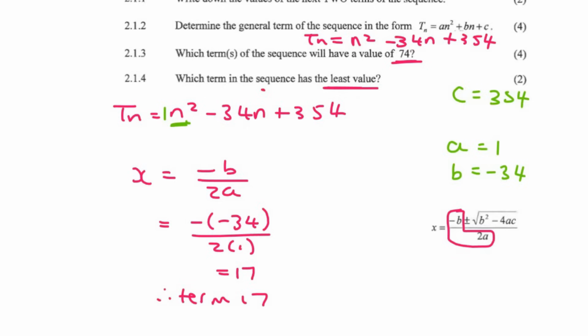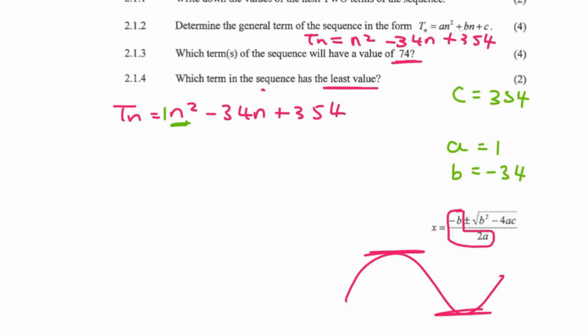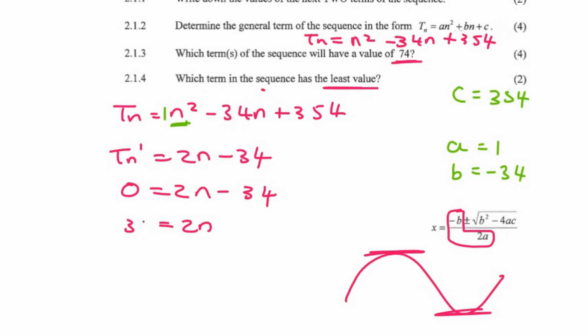The other way to do it is to use calculus. We know that for calculus, to find the maximum or minimum point, for example, turning point, how do you do that? Maybe pause the video and ask yourself, how do you find turning points? You take the first derivative and you make it equal to 0. And so let's do that. If we take the first derivative, that'll be Tn, it'll be 2n minus 34, and we make the first derivative equal to 0, and that's going to end up giving you 2n is equal to 34, and so n is going to be 34 divided by 2, and so that's going to be 17. So term 17 will have the lowest value.